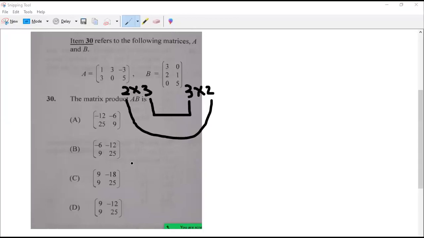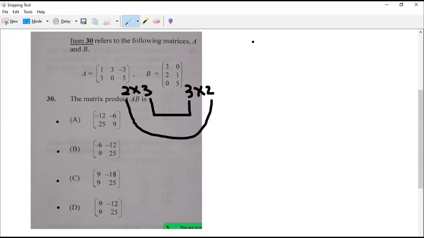All right, so the two last numbers give us the output of the matrix. In other words, we're going to end up with a 2 by 2 matrix. As you can see, all the responses are what? 2 by 2 matrix. All right. Okay. Are we clear on matrix multiplication and compatibility? Yes, sir.